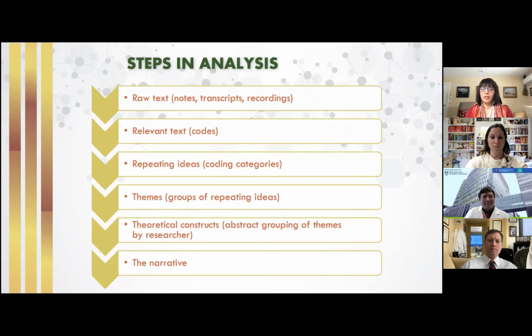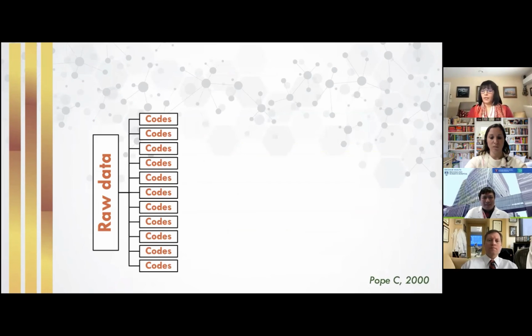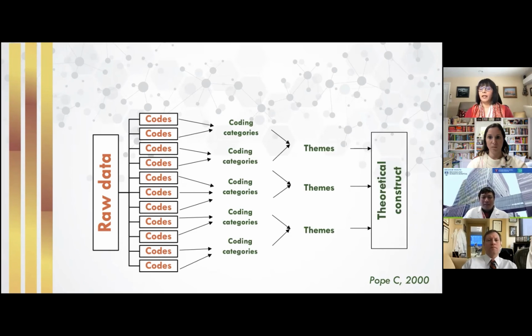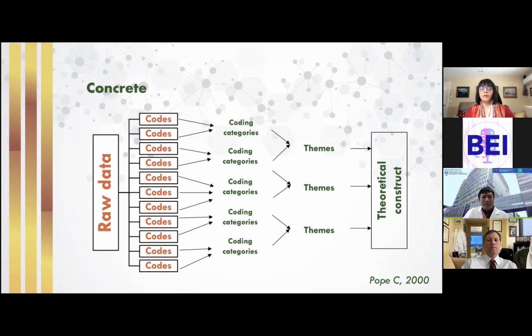And you will see in the next, raw data to codes, lots of them. Then group them into coding categories. Then thematic analysis. And then you can actually get into a theoretical construct. So in a way to look at it, you go from the concrete to the abstract. But whenever you read qualitative papers, you will see them diving in and out of the concrete and abstract, but always backed by what participants said, because that's the data.